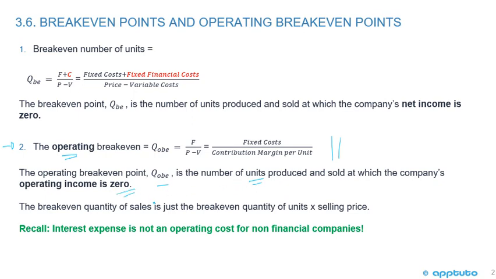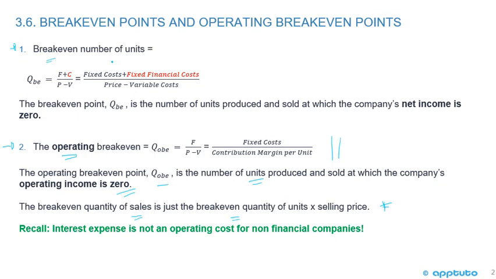Okay, so the operating break-even is the number of units produced and sold at which the company's operating income is zero. And remember the break-even quantity of sales, because then they often ask for the solution to be in terms of sales dollars or yen or euros, is just the break-even quantity of units times the selling price. Okay.